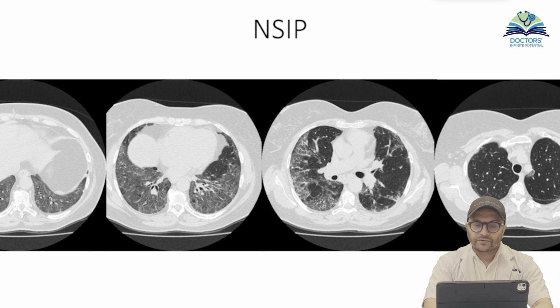This is another case of a patient with NSIP showing diffuse ground glass opacities with areas of traction bronchiectasis, multiple reticular opacities, more severely involving the bilateral lower lobes.